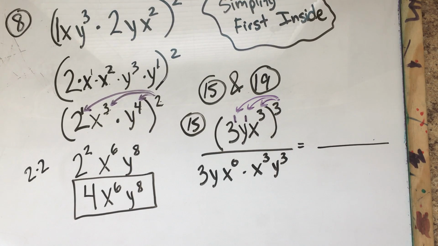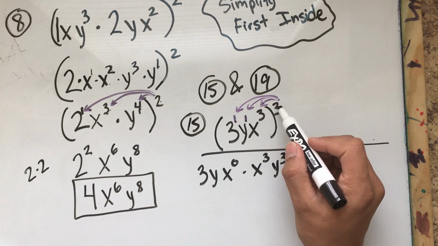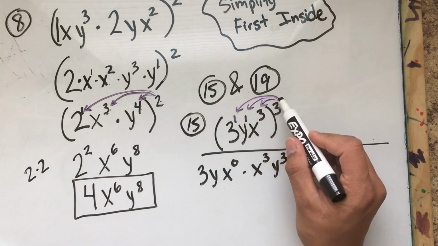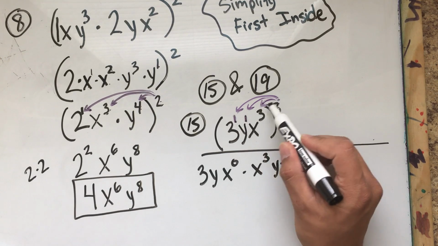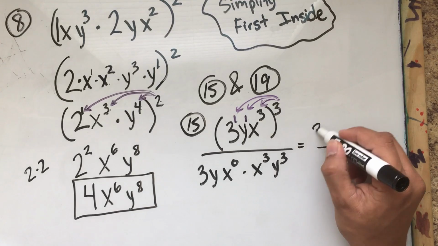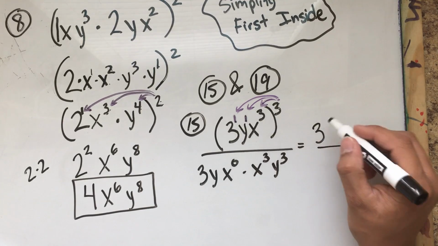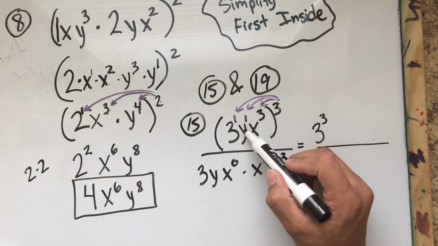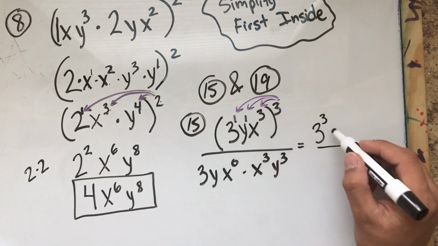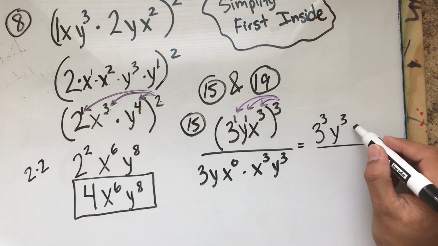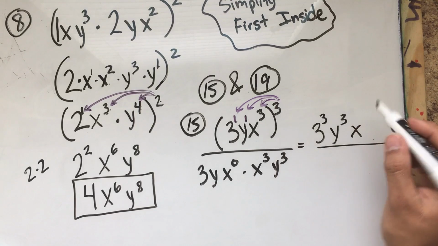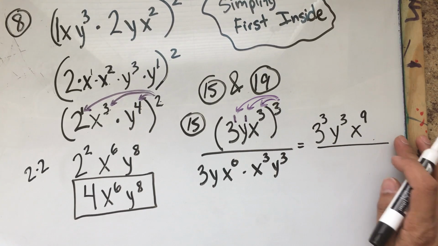Okay, so that's a power to a power rule. So 3 times the power 1, 3 times power 1, 3 times power 3. Alright, so it's going to stay 3 to the 1 times 3 is 3. Y to the 1 times 3, so y to the third. And x to the 3 times 3 is 9.